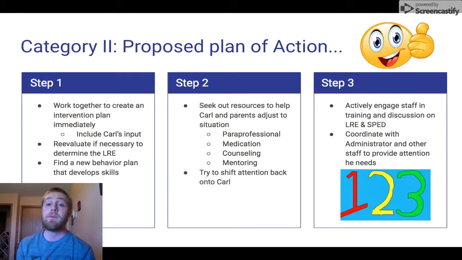Category 2, my proposed plan of action is 3 steps. So step 1, the very first thing is to work together to create an intervention plan immediately to get Carl out of the room in those high stress situations where the safety is really an issue for the other students and Mrs. Taylor. I think it should include Carl's input on a day-to-day level. Maybe this includes a cool-down spot or a cooperating teacher where if he needs to cool down and take a break, he can go to that room with maybe just a hand signal.